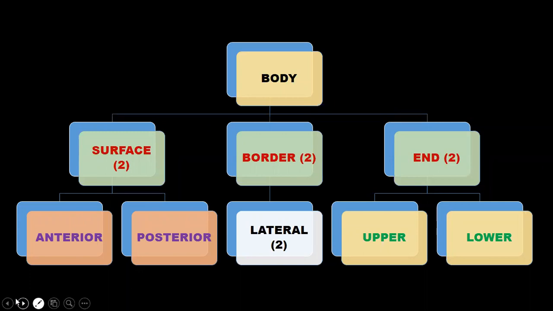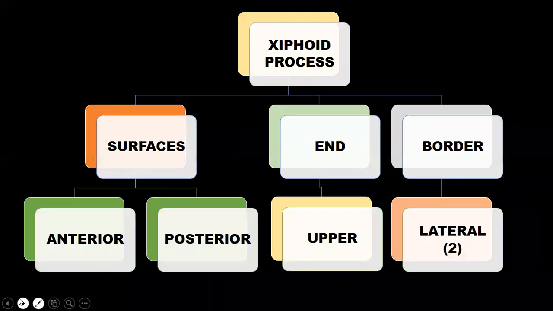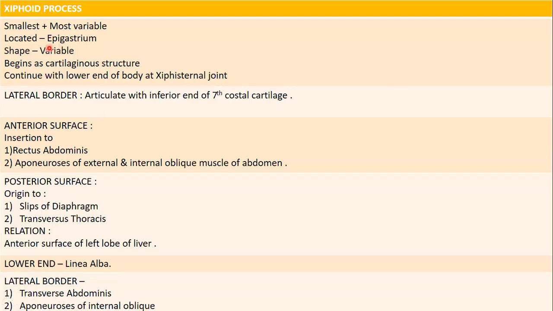So let's recap one thing, the xiphoid process. We say it is located in the epigastrium. Its shape is variable. Why? Because it can be pointed, it can be narrow, it can be perforated and more. It is a cartilaginous structure. It is continued by the body of the sternum at the xiphisternal joint.